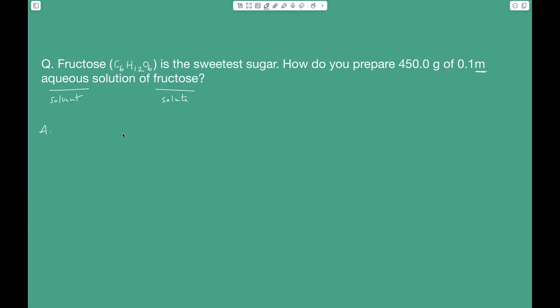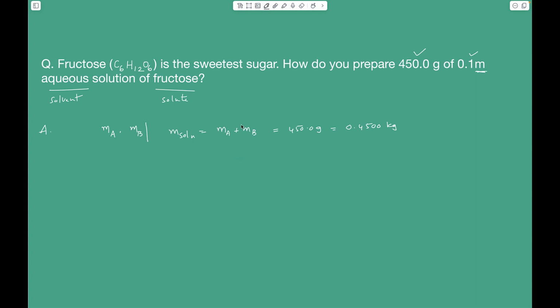So to answer this question, we have to figure out the masses of water and fructose that must be combined to prepare 450 grams of the solution with this concentration. So we are given Ma plus Mb, that is the mass of the solution. It is given as 450 grams. In kilograms it would be 0.4500.